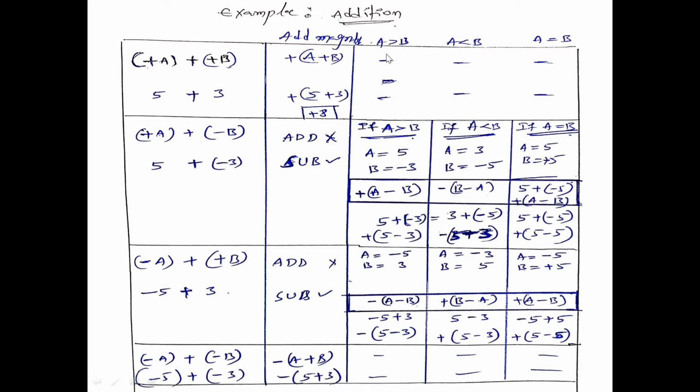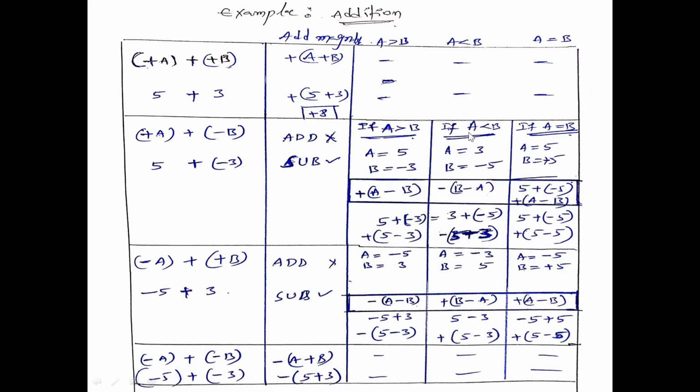So let us take the first case, a greater than b. If a value is equal to minus 5, b value is equal to 3, the representation minus a, that means minus 5 plus, in between these two values, plus, and plus b, this is equal to 3. That indicates, if you take minus common, 5 minus 3, that means a minus b. A minus b, overall sign is negative.